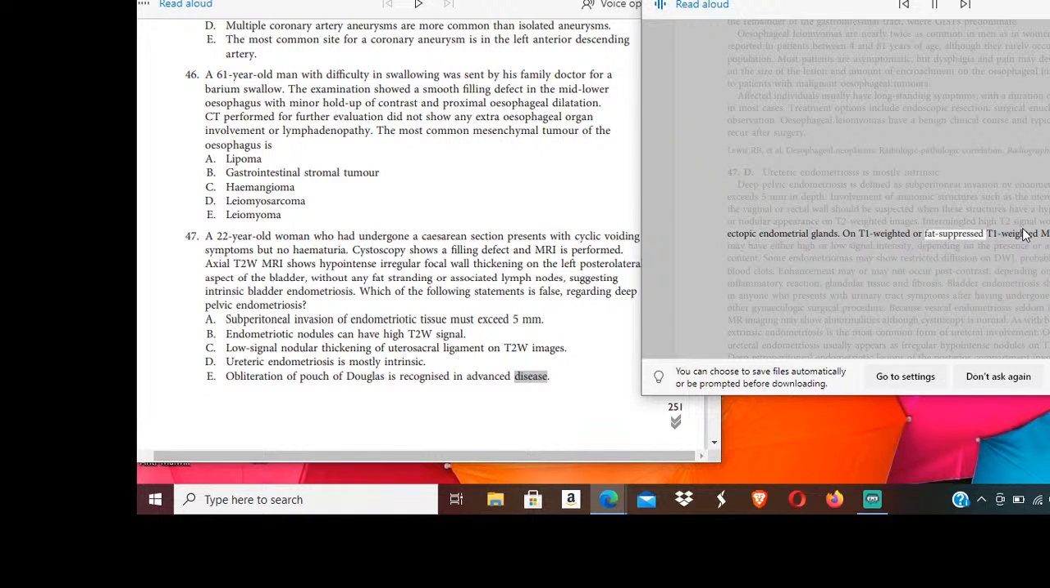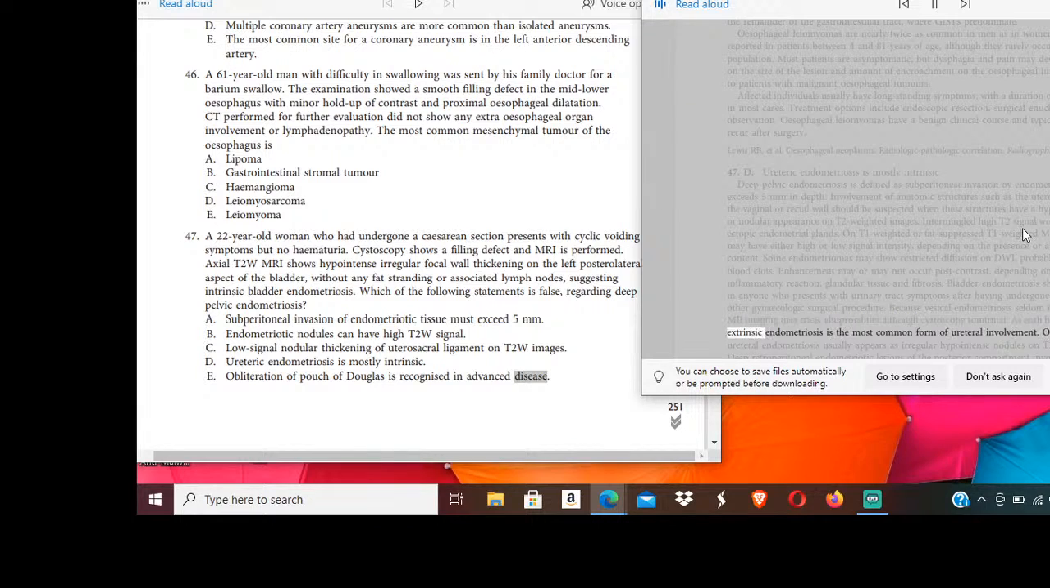On T1 weighted or fat-suppressed T1 weighted MR images, these foci may have either high or low signal intensity, depending on the presence or absence of bloody content. Some endometriomas may show restricted diffusion on DWI, probably due to intracystic blood clots. Enhancement may or may not occur post-contrast, depending on the proportions of inflammatory reaction, glandular tissue, and fibrosis. Bladder endometriosis should be considered in anyone who presents with urinary tract symptoms after having undergone hysterectomy or other gynecologic surgical procedure. Because vesical endometriosis seldom invades the mucosa, MR imaging may show abnormalities, although cystoscopy is normal.